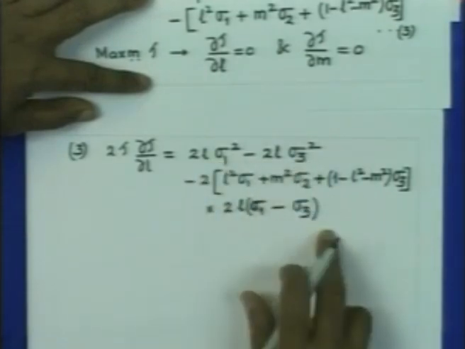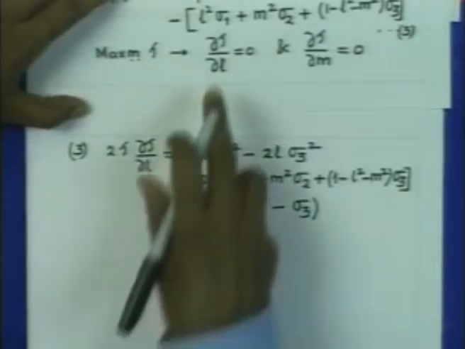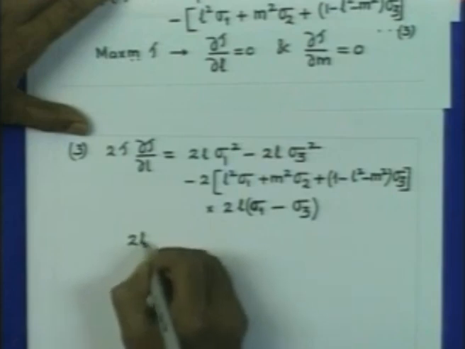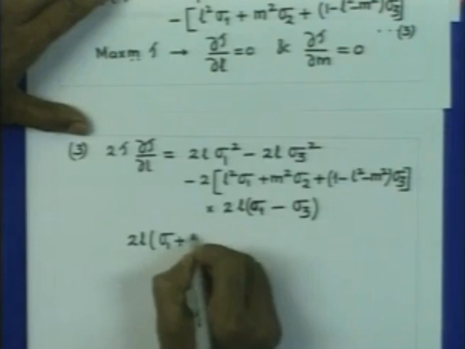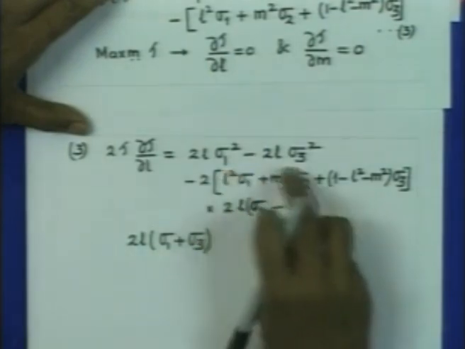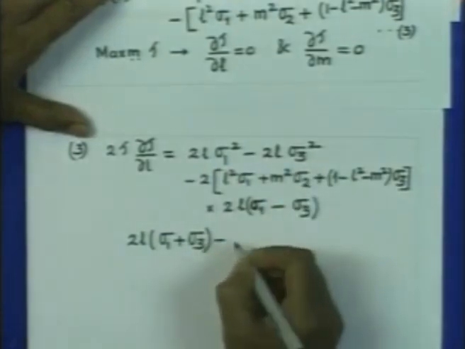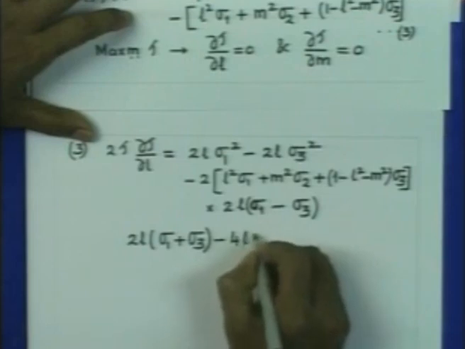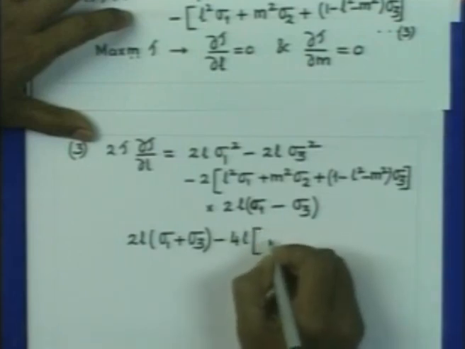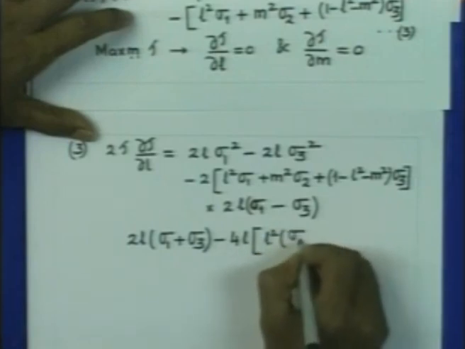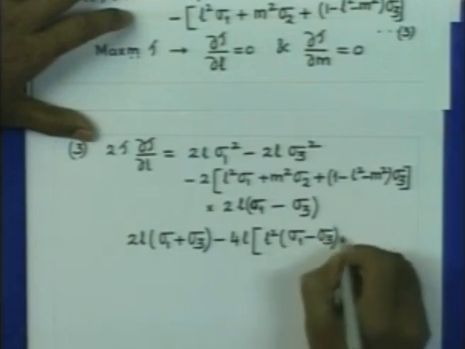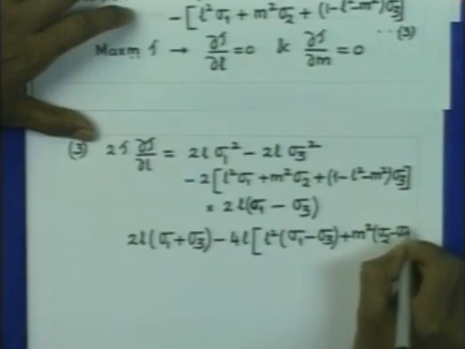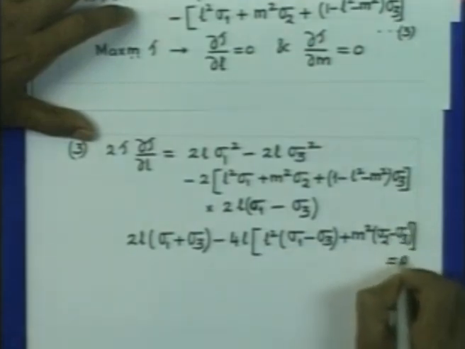So, sigma 1 minus sigma 3 is a common factor, and if we make use of the condition delta tau delta l equal to 0, we will have 2 l, sigma 1 plus sigma 3, taking sigma 1 minus sigma 3 out, minus 4 times l, this is now l square sigma 1 minus sigma 3 plus m square sigma 2 minus sigma 3, equal to 0.